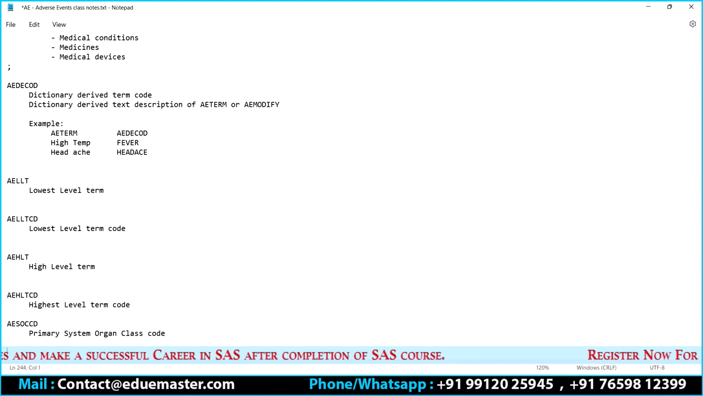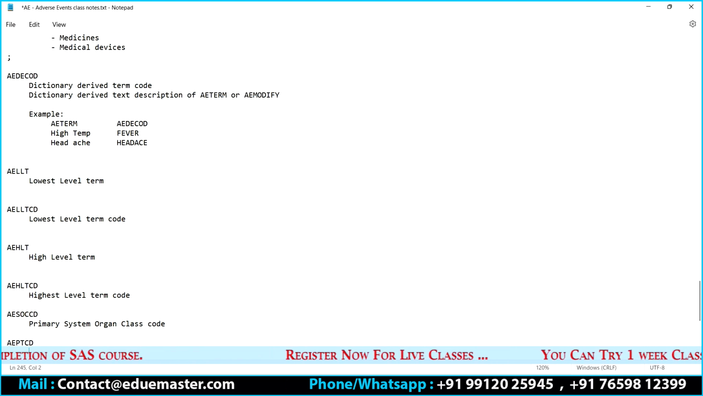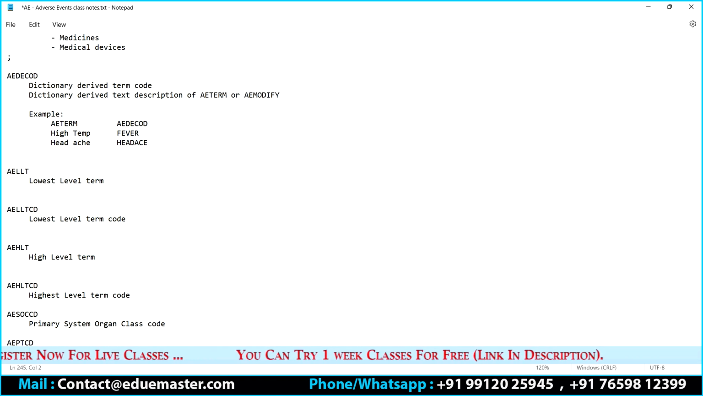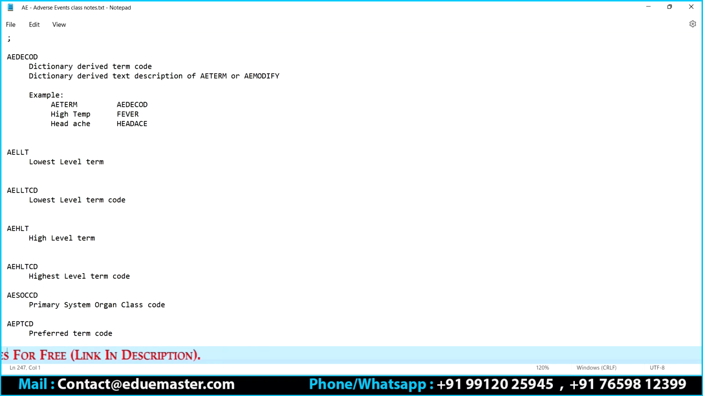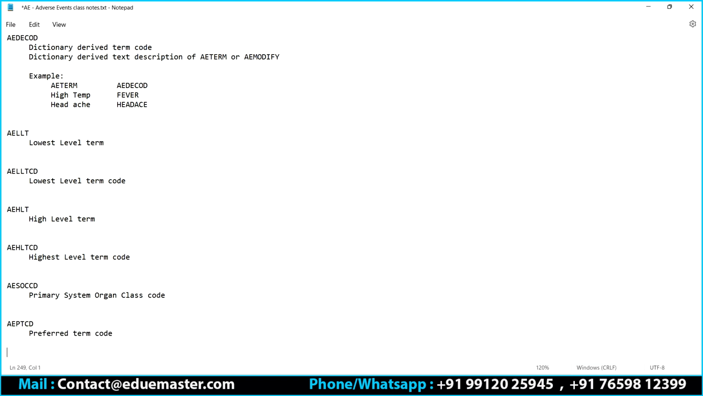Then we have something called preferred term code. That is, I'll go with AEPTCD. So you have some name given to your adverse event already, right? But what is the preferred term code as per your medical dictionary? That one we can call preferred term code. That is, you can give any name, but what is the preferred name for it? The preferred name will be called preferred term, but the preferred code will be called preferred term code, right?